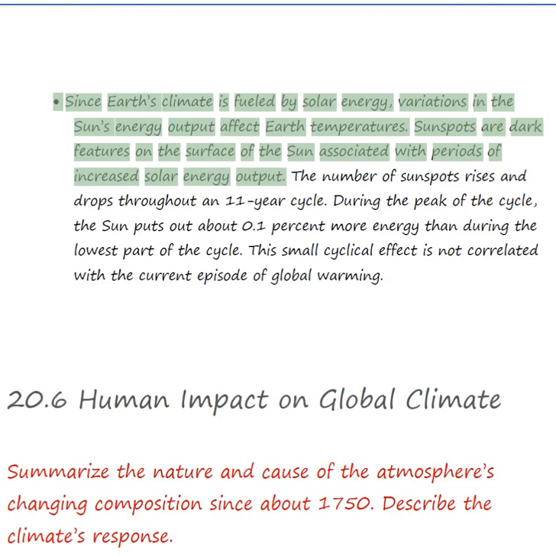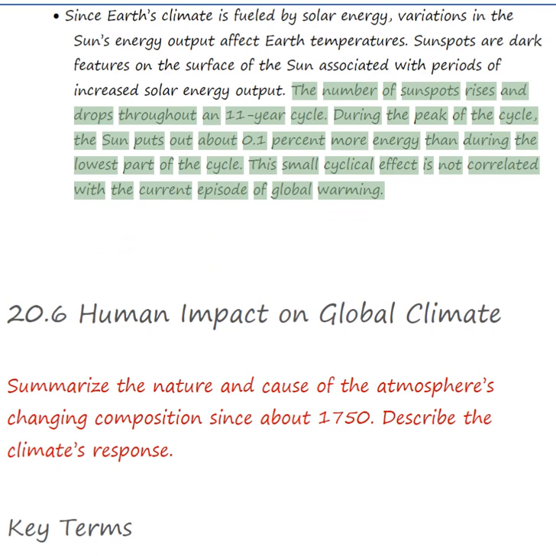Since Earth's climate is fueled by solar energy, variations in the sun's energy output affect Earth temperatures. Sunspots are dark features on the surface of the sun associated with periods of increased solar energy output. The number of sunspots rises and drops throughout an 11-year cycle. During the peak of the cycle, the sun puts out about 0.1% more energy than during the lowest part of the cycle. This small cyclical effect is not correlated with the current episode of global warming.